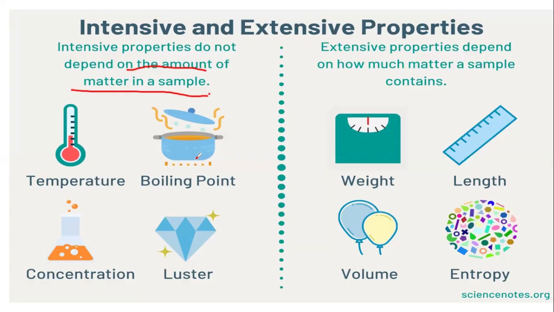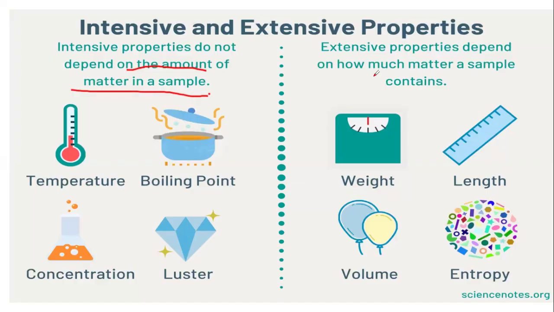So, for example, if I get water in a pot, and then I put water in a drum, and then I start heating them, the boiling point for the water in the pot and for the water in the drum will still be 100 degrees Celsius. So it doesn't depend on the amount of matter that is present. That is what we call intensive properties. Whether you have a lot of water or just a little water, the boiling point will always remain 100 degrees Celsius. So it does not depend on the matter.